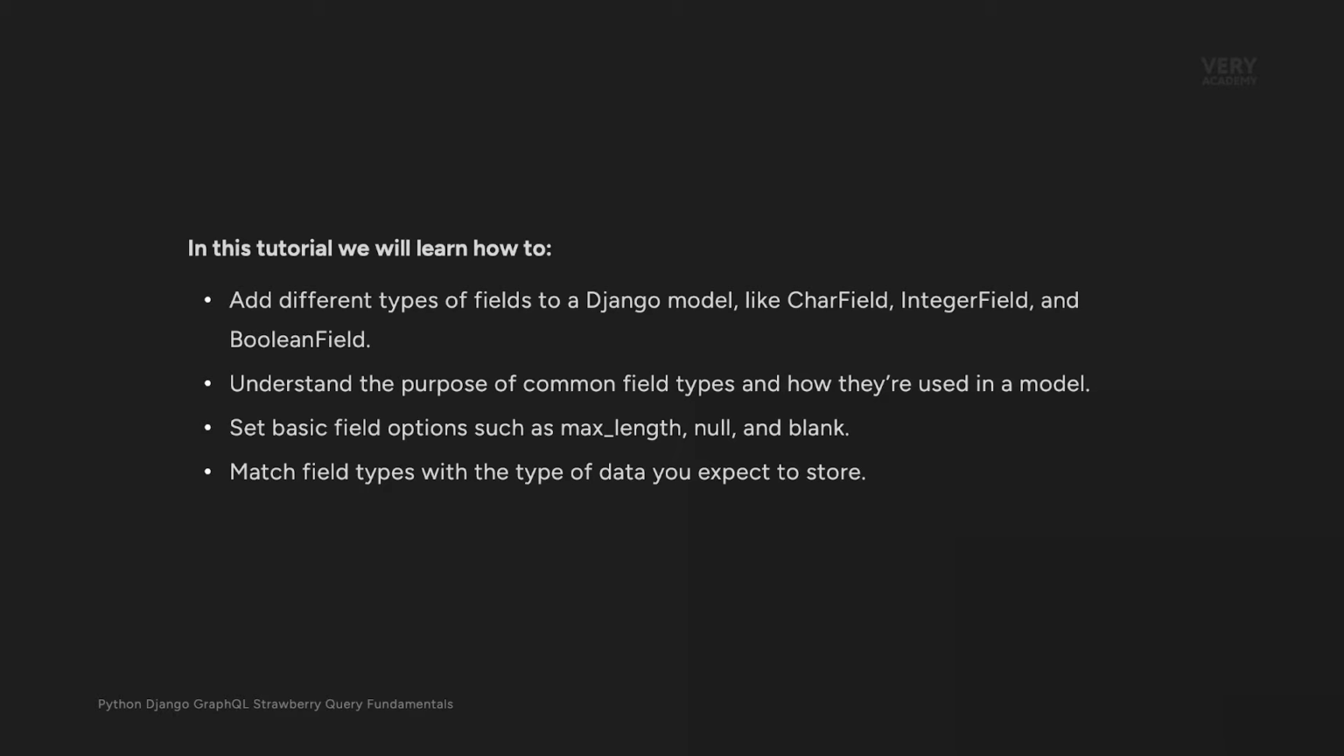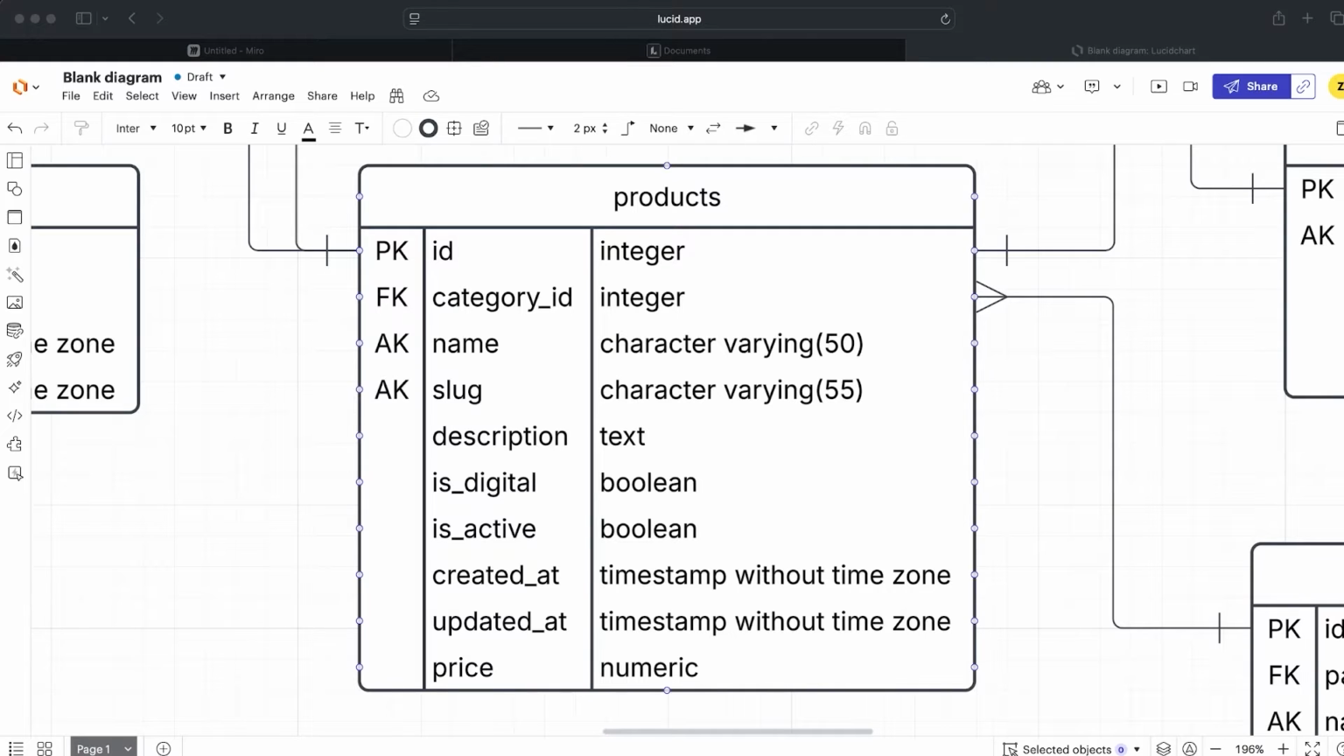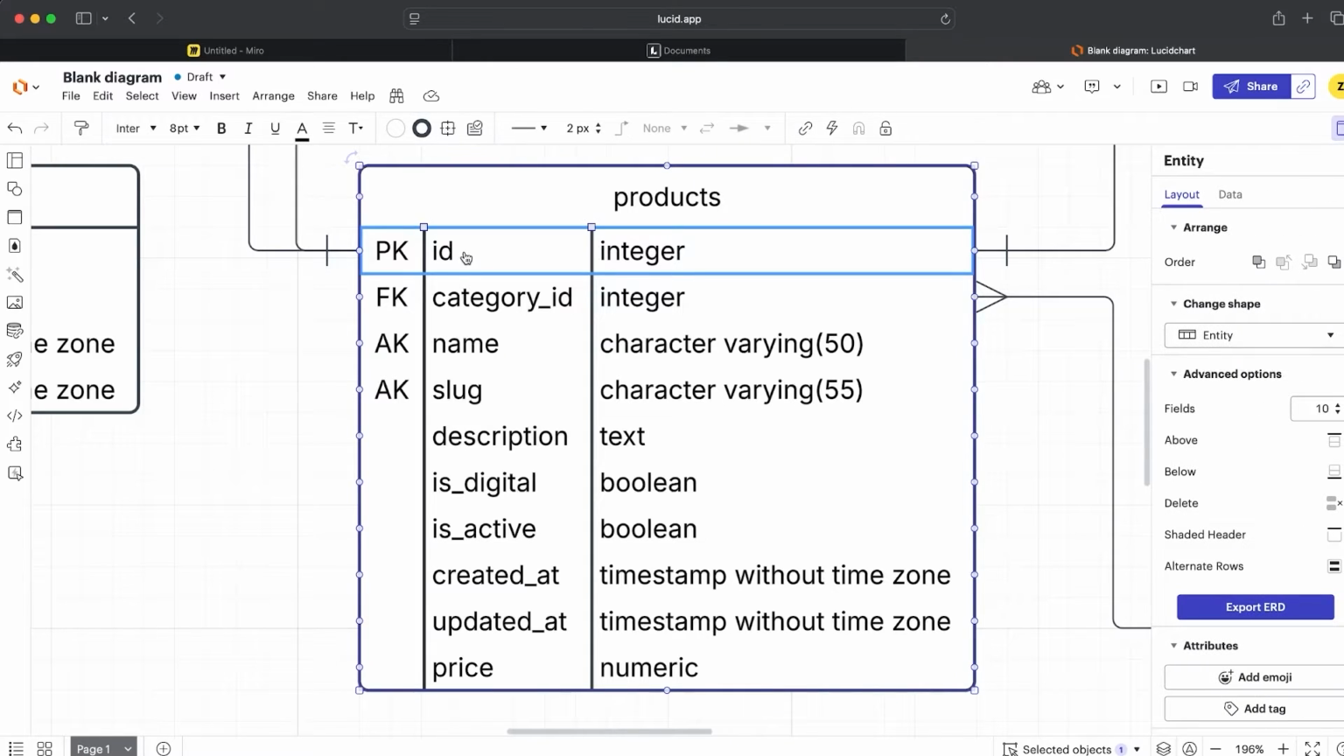So the goal of this tutorial is to map all of the common fields that are defined within our ERD diagram, our database design, to our Django models and select the correct data type for each of our fields. Within each of the entities in the ERD diagram, we can see that we have defined the field name and also the field type. Remember, the field type defines the type of data the field can store in the database.